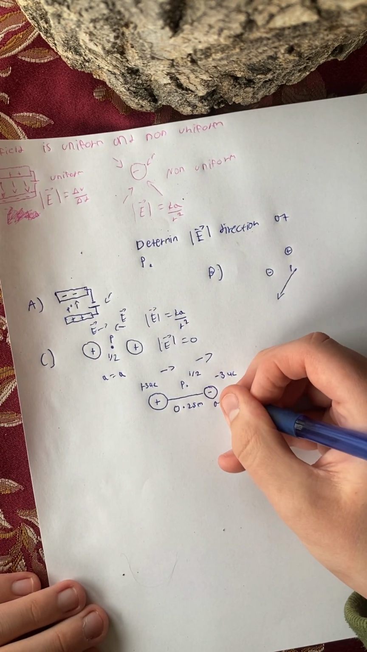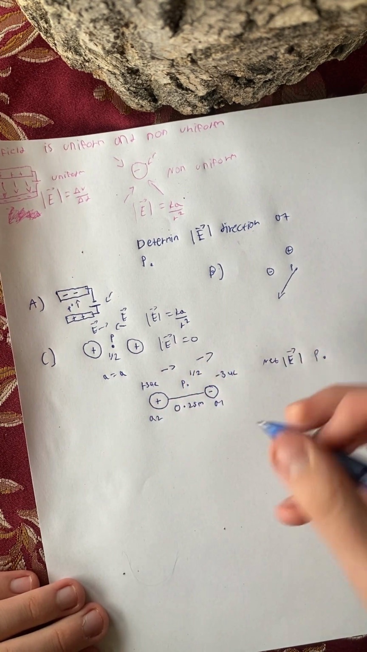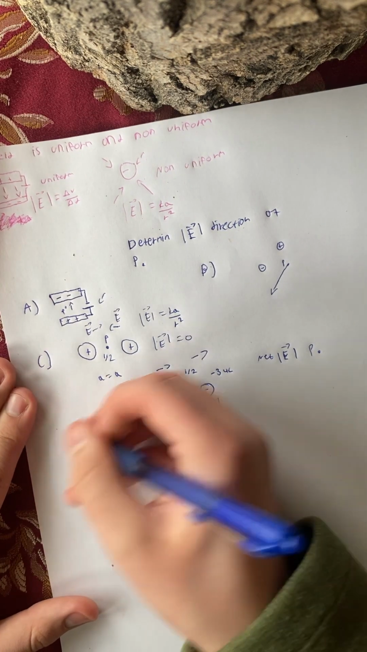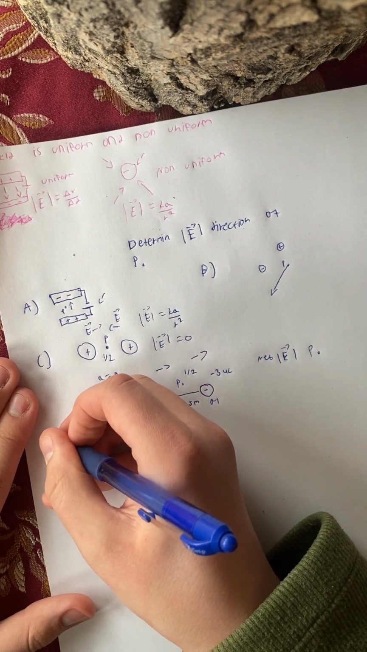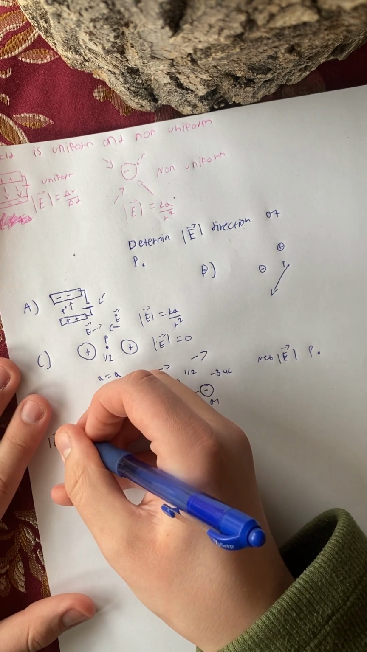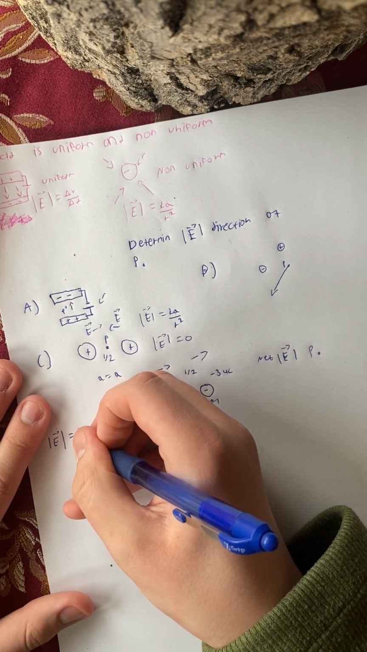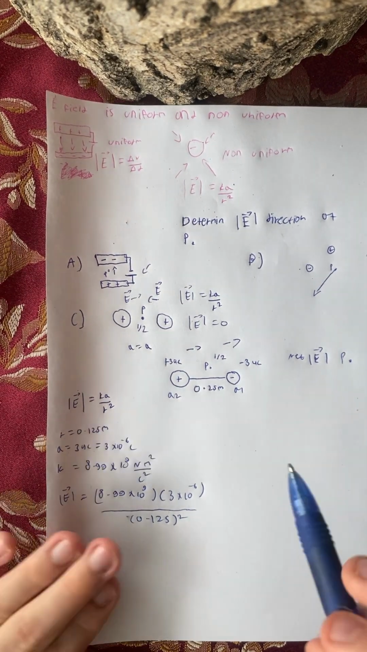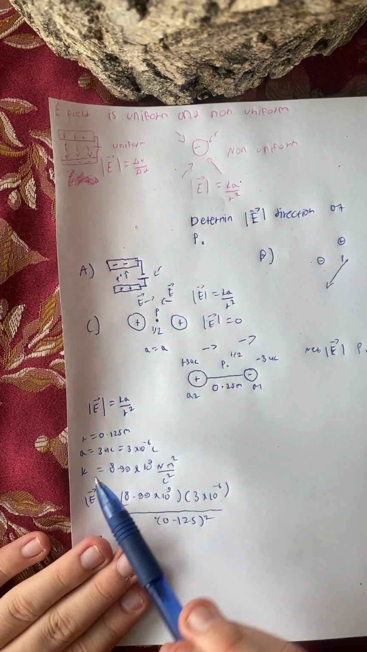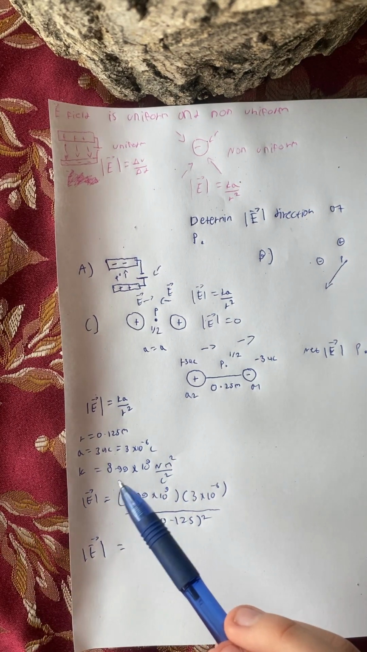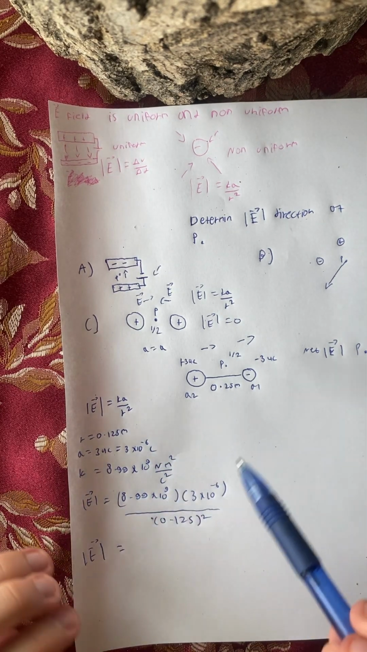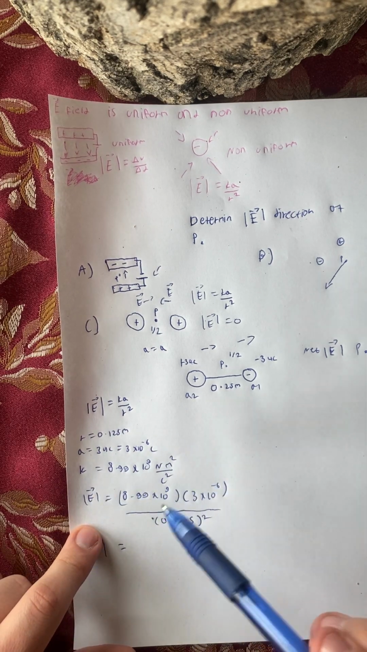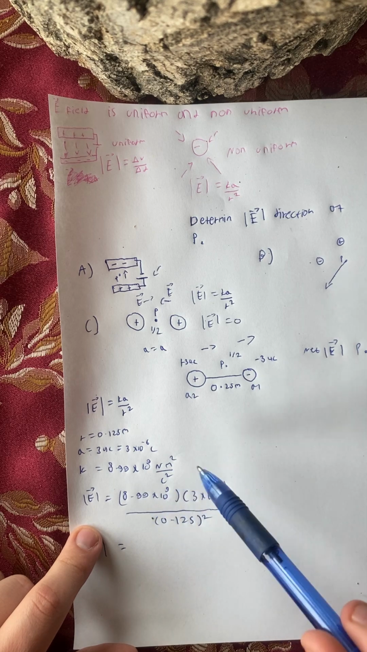Let's call this Q1, and let's call this Q2. Let's find the electric field that Q1 produces on P. So we know that this is non-uniform, so the formula for non-uniform electric fields is E equals kQ over r squared. We know the radius is 0.125 meters. We know Q is 3 microcoulombs, which is just 3 times 10 to the negative 6 coulombs. We know that our Coulomb's constant is 8.99 times 10 to the 9 newton meters squared per coulomb squared.